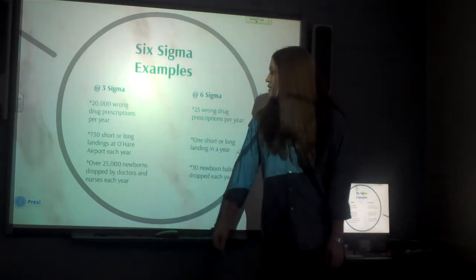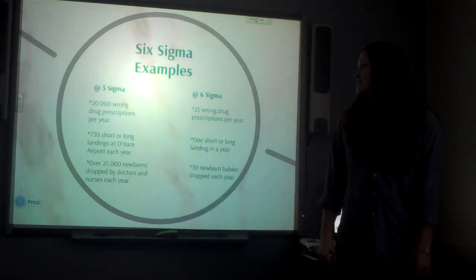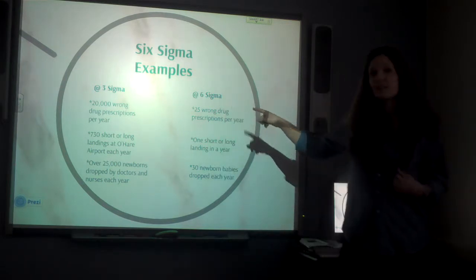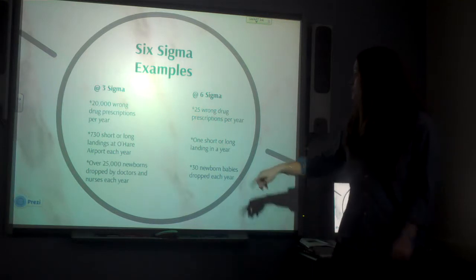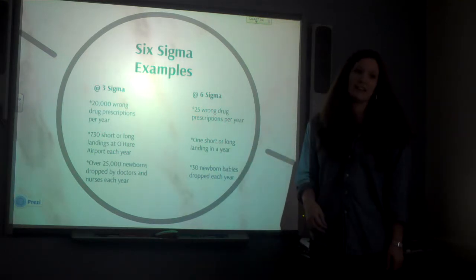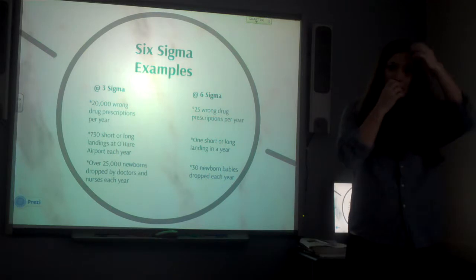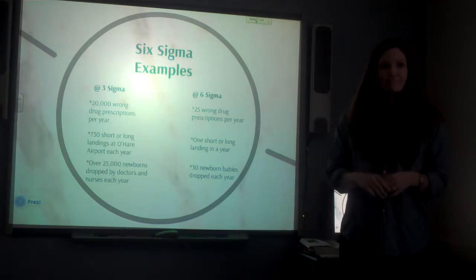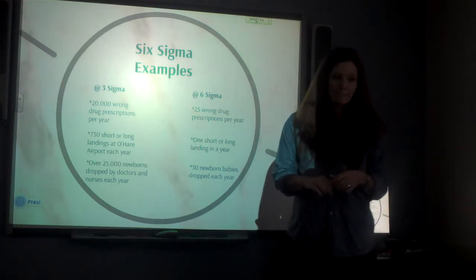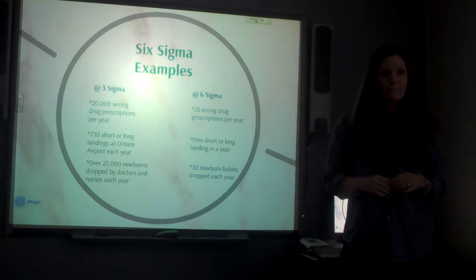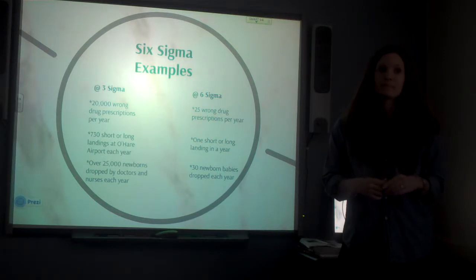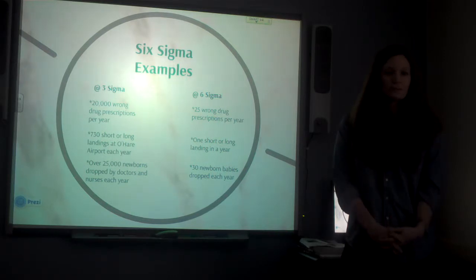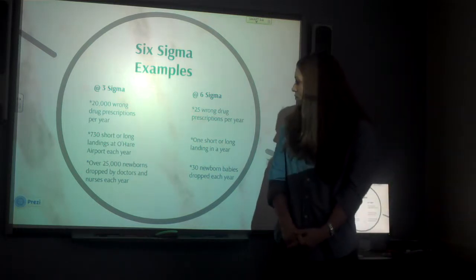Next, 730 short or long landings at O'Hare, which is Chicago's airport, each year. At 6 sigma, if you apply this process and all these tools, there'll only be 1 short or long landing in a year. Do you guys know what a short or long landing would be? Like when an airplane is landing on the runway. If it's a short landing, maybe they have to put the brakes on right away to avoid an accident or a collision. A long landing would be if they didn't apply the brakes soon enough.